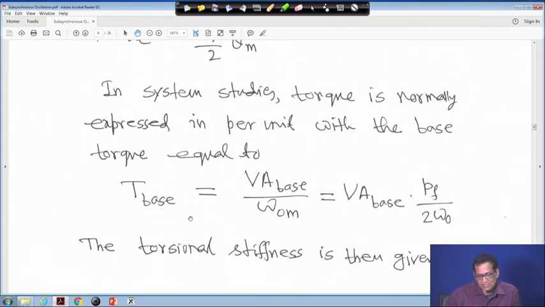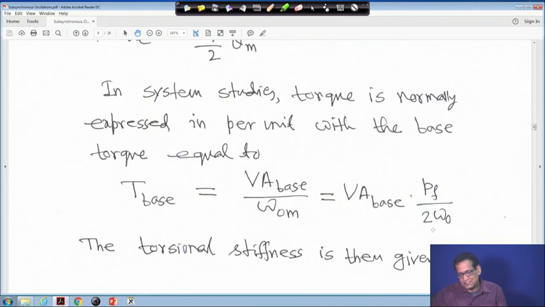this base torque T base is equal to VA base upon omega 0m. This one we have already derived in the synchronous machine chapter, in the development of the modeling. So, this is VA base and omega 0m, and we know the relationship with omega 0; if you substitute, it will be VA base into Pf upon 2 omega 0.